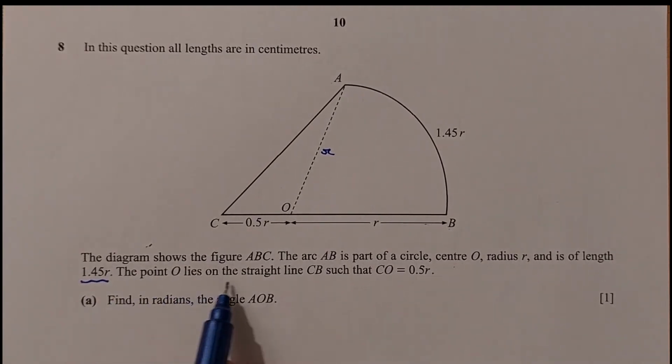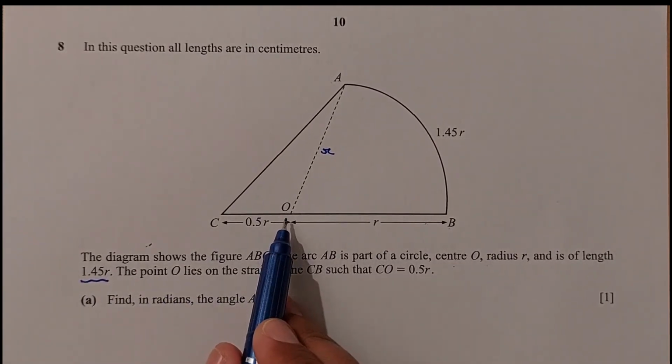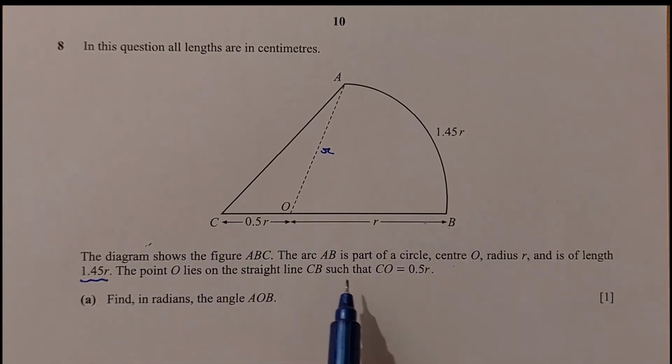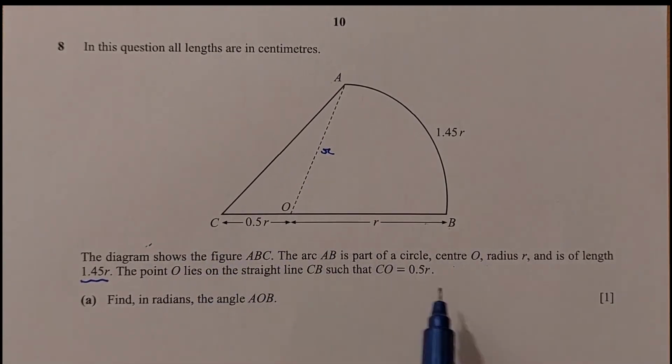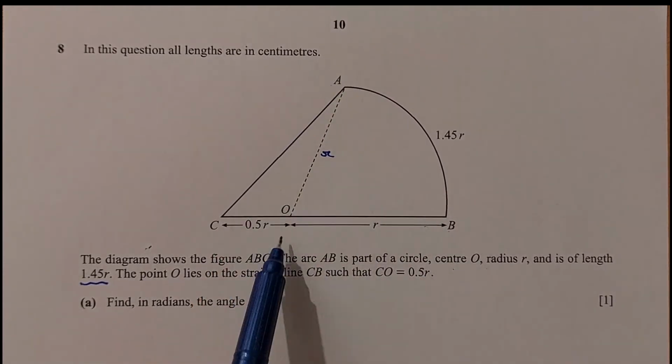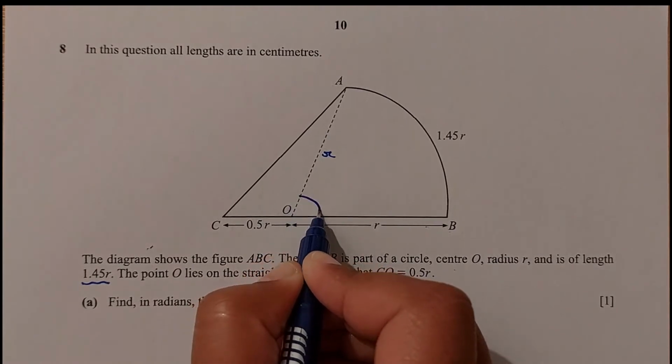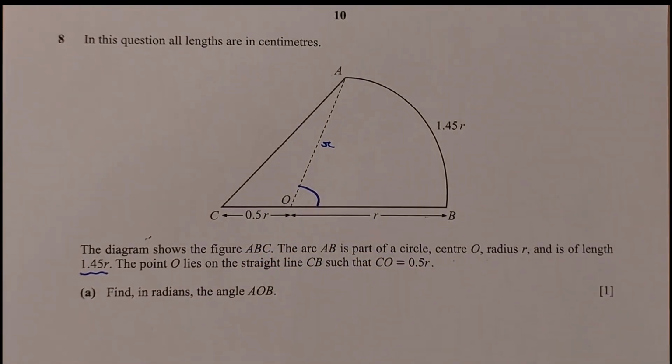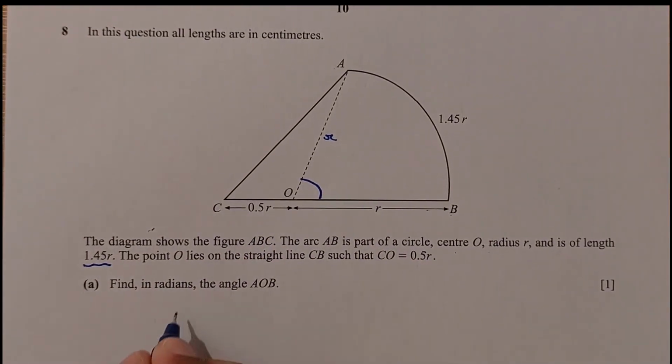The point O lies on a straight line. O is a point that lies on a straight line CB such that OC is 0.5 R. Now for the A part, find in radians the angle AOB. This angle we need to find. This is easy. We can use the information of arc length.